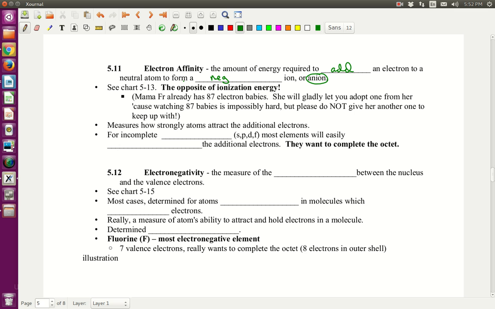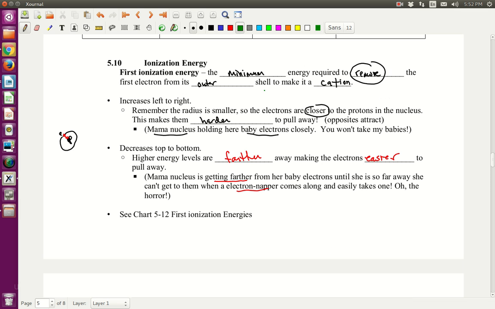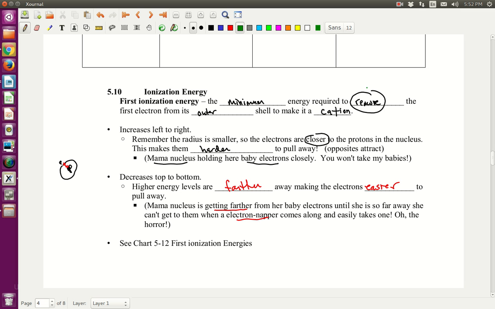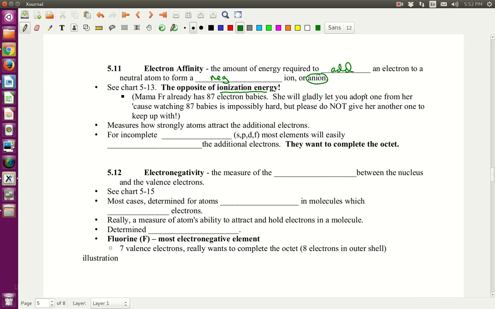Okay? This is the opposite of ionization energy. What is ionization energy? The amount of energy required to remove. So what is the electron affinity? Required energy to add. Okay? Mama Francium already has 87 babies. Okay, let's think about poor Mama Francium again. 87 babies. Let's draw them again.